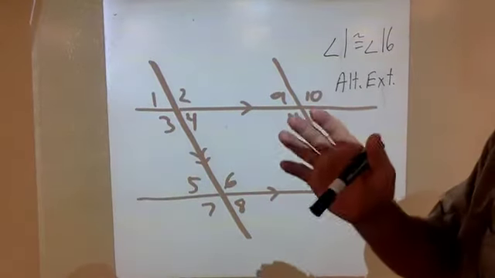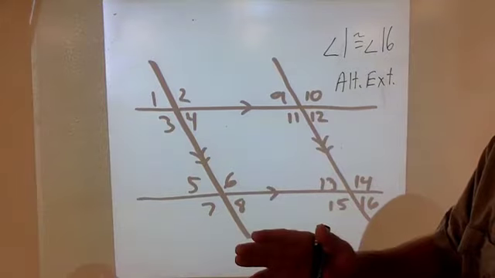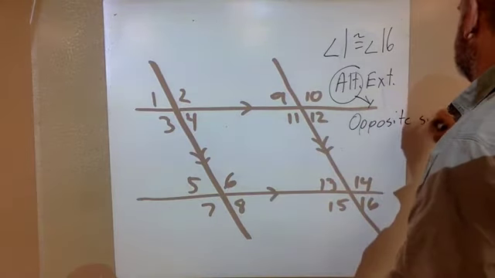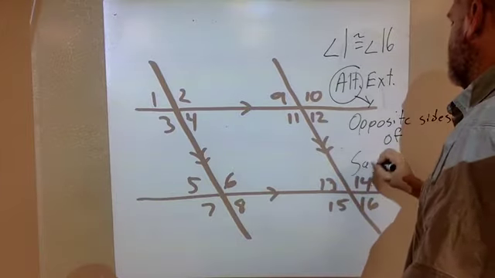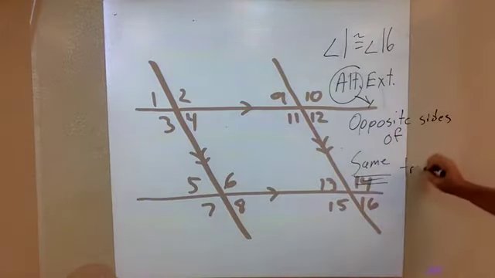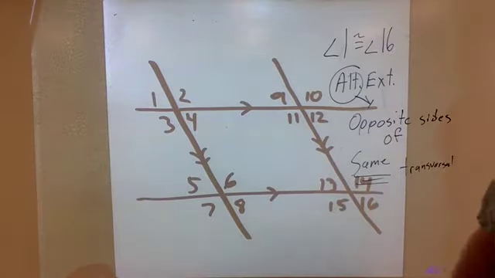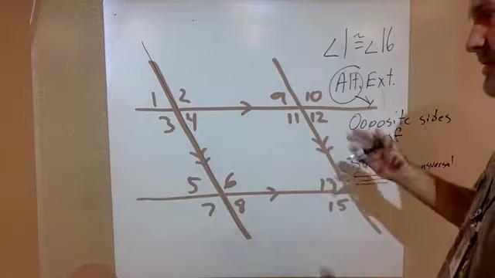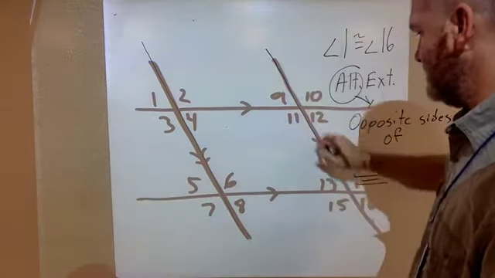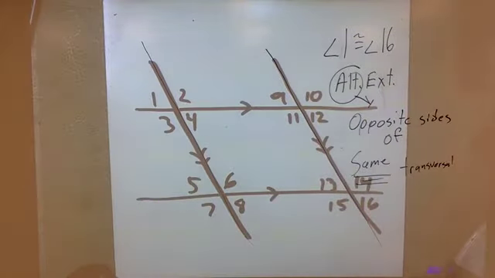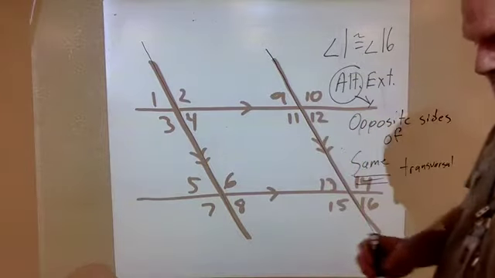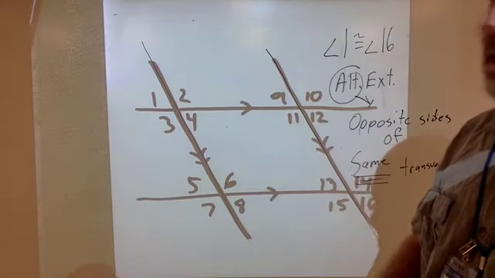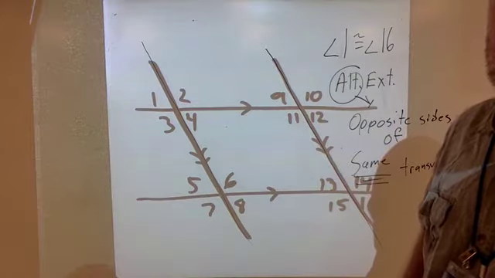Alternate exterior angles means opposite sides of the same transversal. Alternate. Opposite sides of same, keyword same, transversal. All right. Angle 1 is to the left of this transversal. Angle 16 is to the right. So we got left and right. We got that part correct. But of a totally different transversal. Therefore, we cannot say they're equal because of alternate exterior. We can't use corresponding. We can't use vertical. We can't use alternate interior. We can't use anything that I've taught you so far. So we're kind of stuck here.